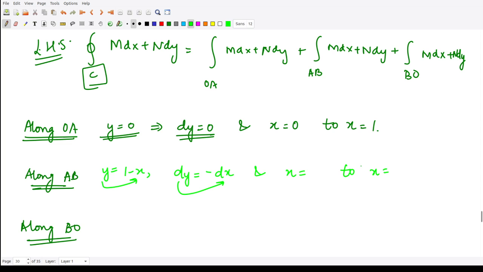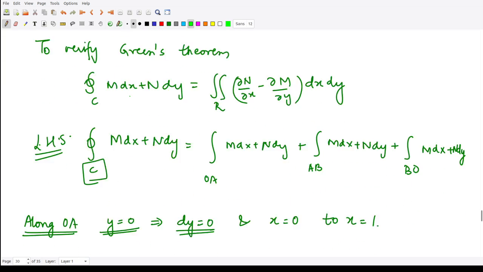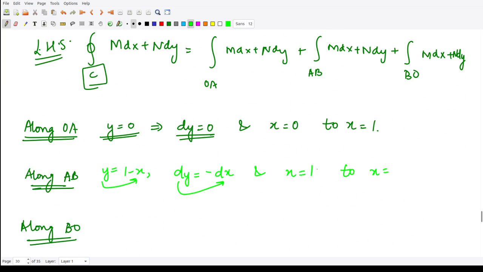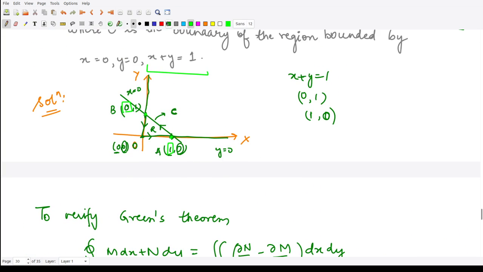Let's have a look. X here is varying from the point 1 to the point 0. So our limit here varies from the point 1 to the point 0, and remember not to take it from 0 to 1. It is from 1 to 0. Okay, along the curve BO, along BO we have this point and this point.